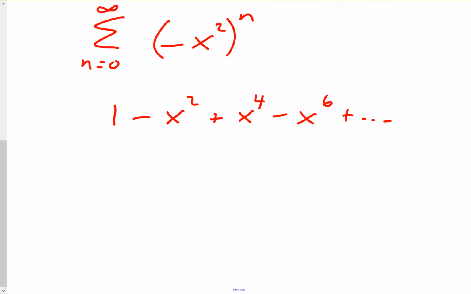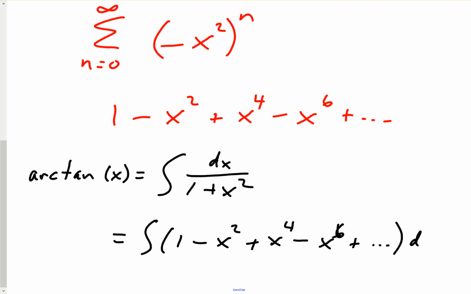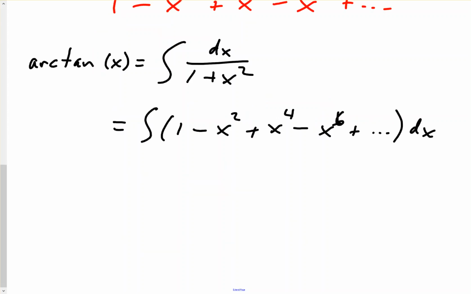Okay, so since we know that the arctan of x is equal to the integral of dx over 1 plus x squared, we could say that this will be equal to the integral of our power series we have up here, 1 minus x squared plus x to the 4th minus x to the 6th, and so on. Okay, and we could integrate this piece by piece.